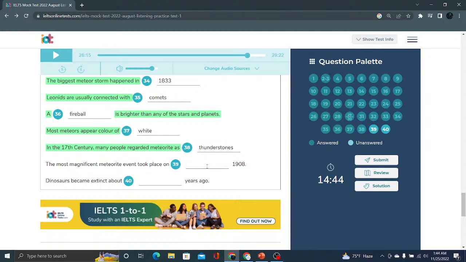Now, okay, let me explain it to you. As he was saying that as late as the 17th century, many believed they fell from thunderstorms. Okay, maybe let's listen one more time. The 17th century, many believed they fell from thunderstorms.